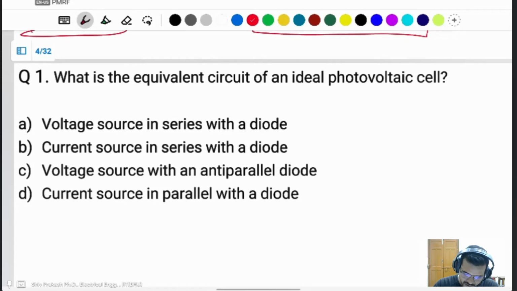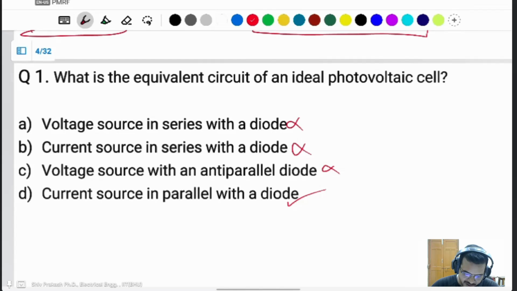Anyone have doubts on this one? Current source in parallel with a diode. Good, D option. The first is given as a voltage source in series with a diode. Any voltage source can have a series diode, as a series diode is just like a series resistance. Current source in series with a diode. No. Voltage source with an anti-parallel diode.